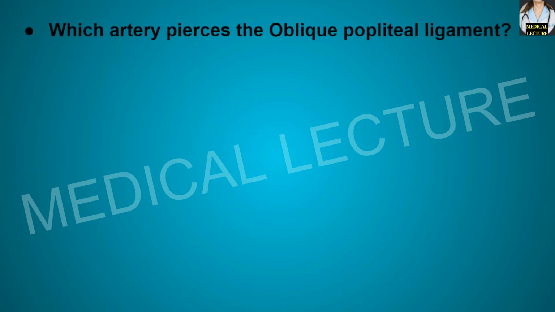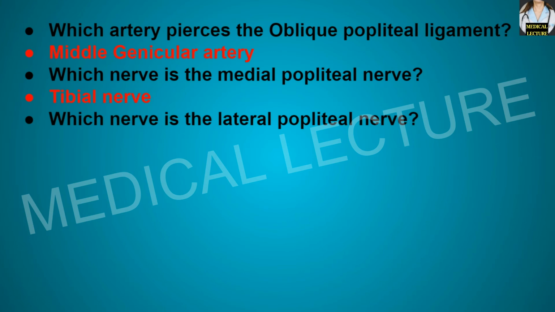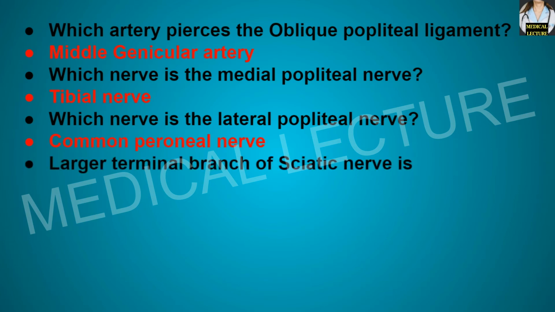Which artery pierces the oblique popliteal ligament? So it is the middle genicular artery. Which nerve is the medial popliteal nerve? So it is the tibial nerve. Which nerve is the lateral popliteal nerve? So it is the common peroneal nerve, or we can say common fibular nerve, the same thing. Larger terminal branch of the sciatic nerve is tibial nerve.